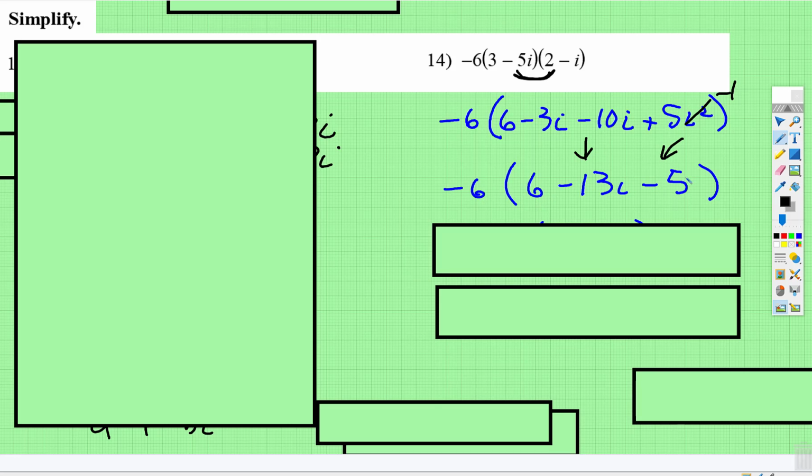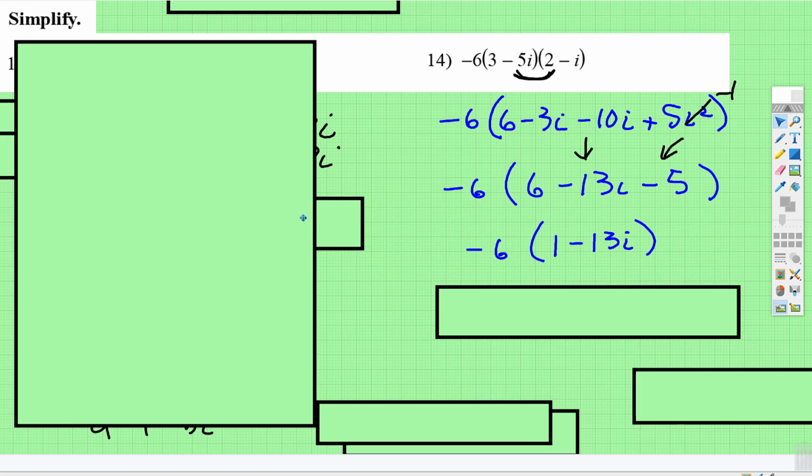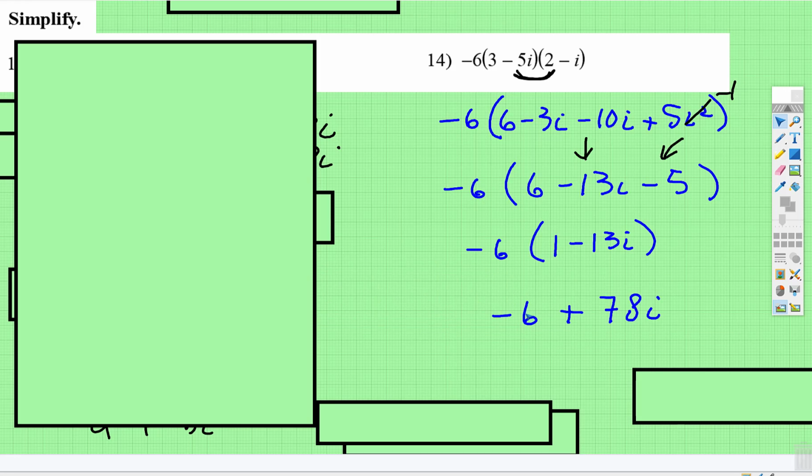Well, 6 subtract 5 is 1, and now you can do the distributive. Negative 6 times 1 is negative 6. Negative 6 times negative 13i is positive 78i. All right, that's it for this one.